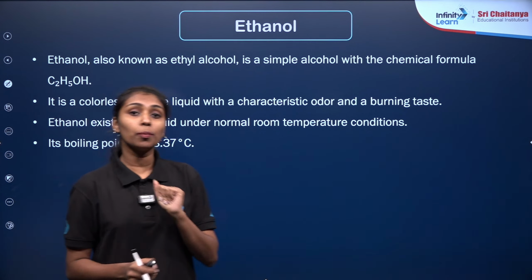So in general, ethanol is known as ethyl alcohol, right? Which means there is an OH group present. So this is commonly known as ethyl alcohol, and it is a simple alcohol with the chemical formula C₂H₅OH. So what you're observing here, two carbon atoms are present, right? So what is the word root? It will be eth. So with the OH group, it will be ethanol.